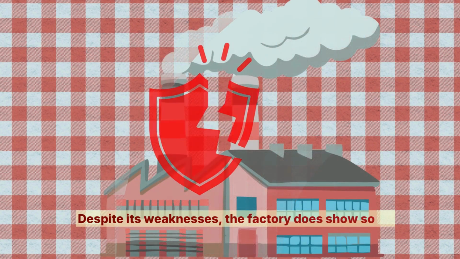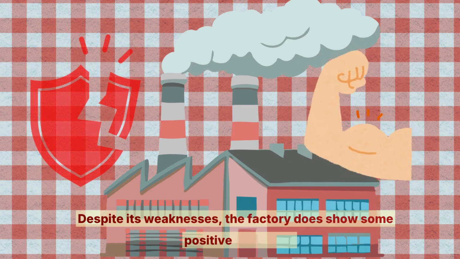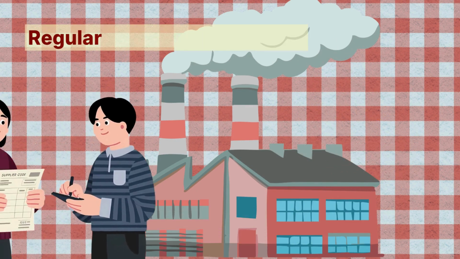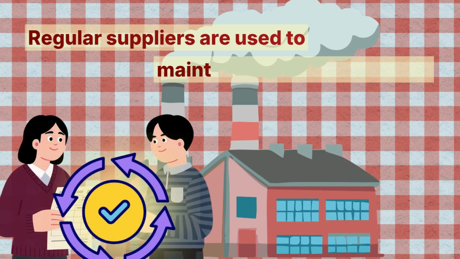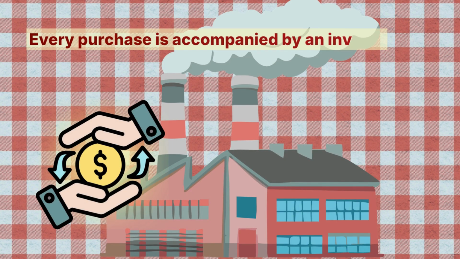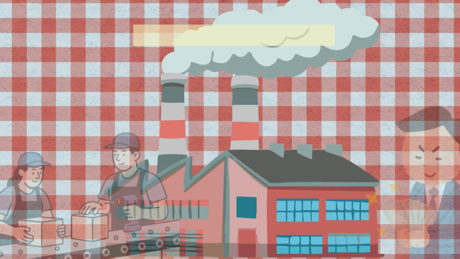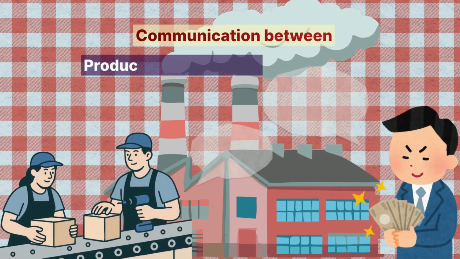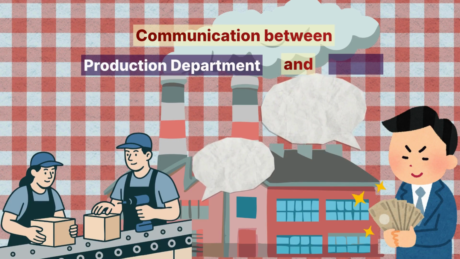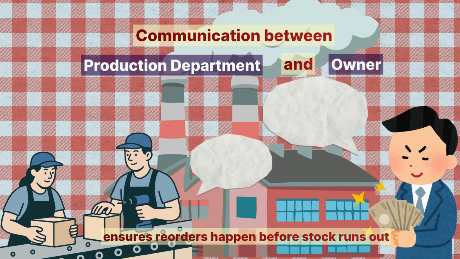Despite its weaknesses, the factory does show some positive practices. Regular suppliers are used to maintain supply consistency. Every purchase is accompanied by an invoice kept as a transaction archive, and communication between the production department and the owner ensures reorder happens before stock runs out.